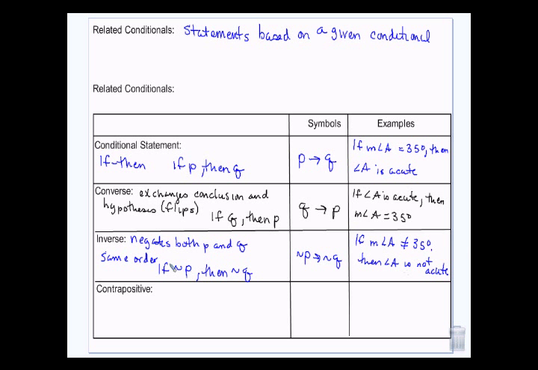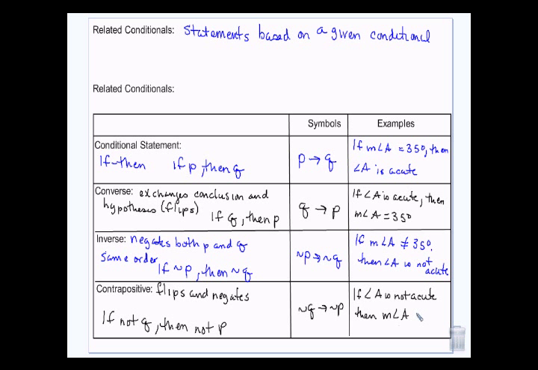And the last one we have is called a contrapositive, and this one flips and negates. So if not Q, then not P. So if angle A is not acute, then the measure of angle A is not 35 degrees.